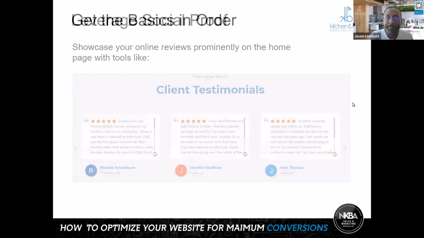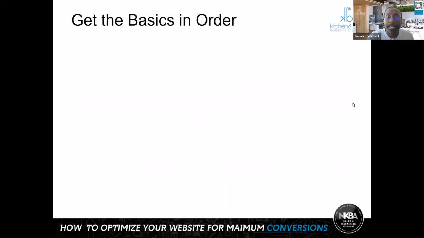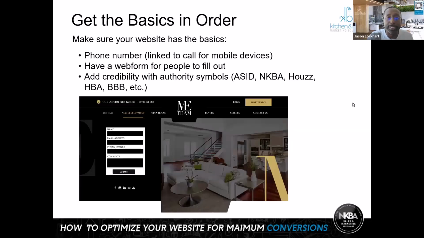All right. Get to the basics, and that's basically what I went over. What you need to have in the above the fold area. What I talked about, having your name, phone number, having any of the credibility symbols, and that's if you're a member of the ASID, NKBA, AIA, HBA, all of those. If you're members of those, you want to have those on your website.